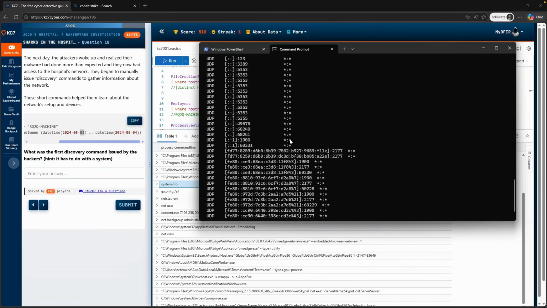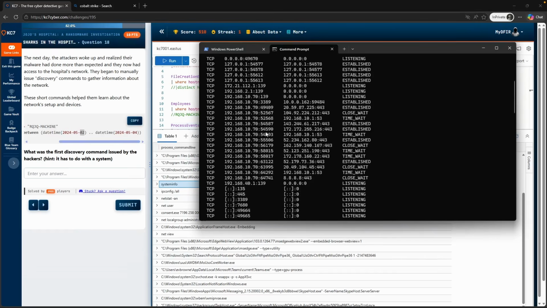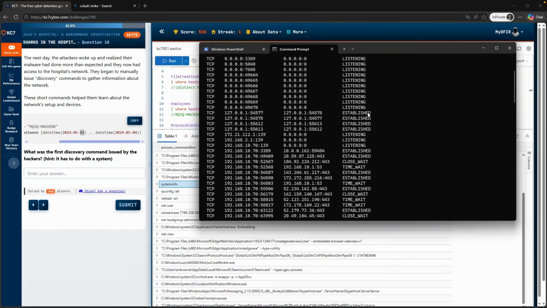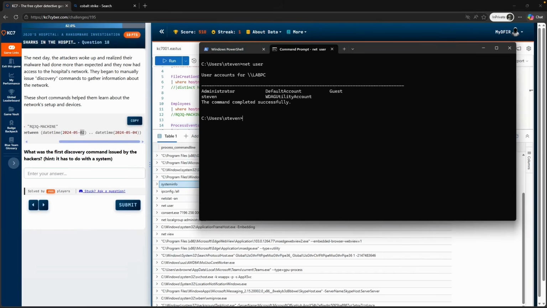Whereas if we go into netstat -an, this will show us all of the TCP UDP network connections. Here we can see that there are some established connections. There is listening, close wait, and time wait. For net user, this will show us information about the users that are currently on our system. We have administrator, we have Steven, default, WDA, and guest. Then we got net localgroup administrators. Now this is going to say the specified local group does not exist, but essentially what this command does is take a look at the administrator group and see who's within it.